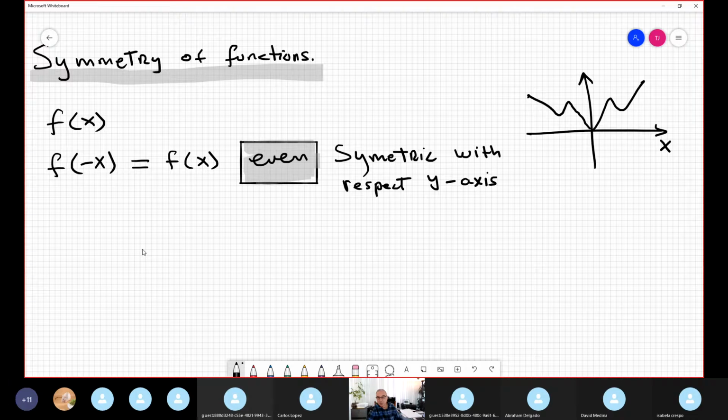Completely symmetric with respect to x. Because the action was, you take one arbitrary x and you replace it with the negative x. It's the same distance, but in the opposite direction. And you get exactly the same y value, which is f of x.